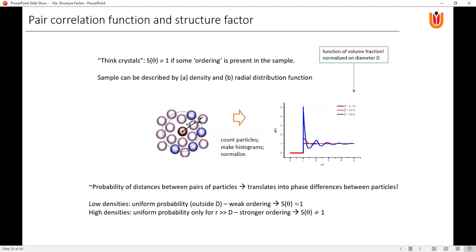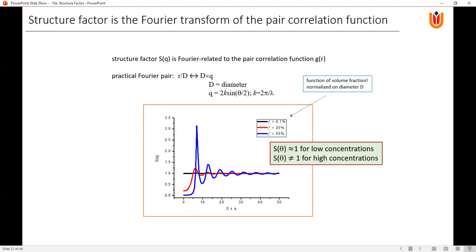Here is what we just did on the board, so I'm not going to repeat this. This is the graph now neatly drawn for the pair correlation function at different volume fractions. The blue one is for a high volume fraction, and you can see these peaks occurring almost at multiples of the particle diameter. If we then calculate the structure factor from it, using that Fourier relation, that would also yield plots for the structure factor.